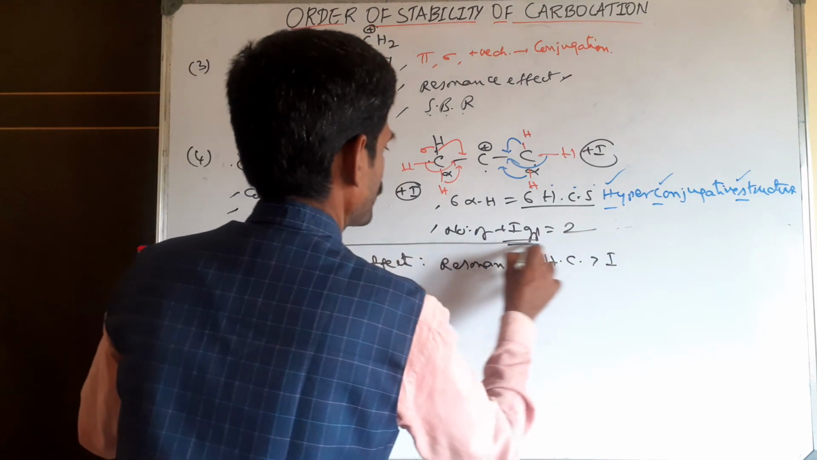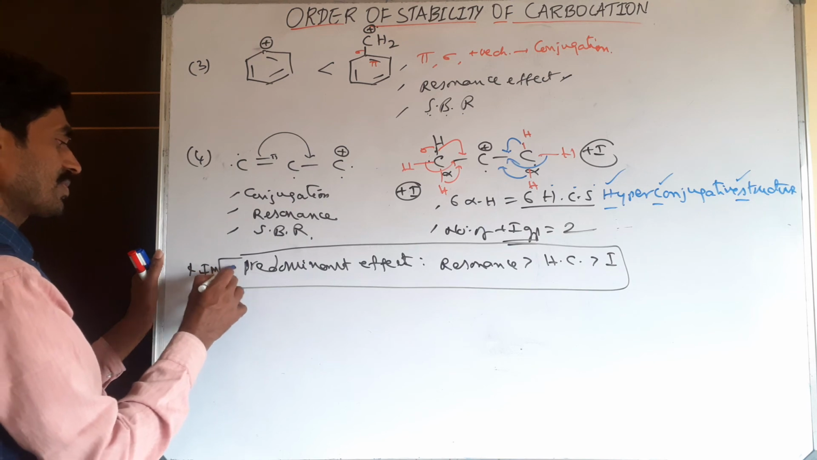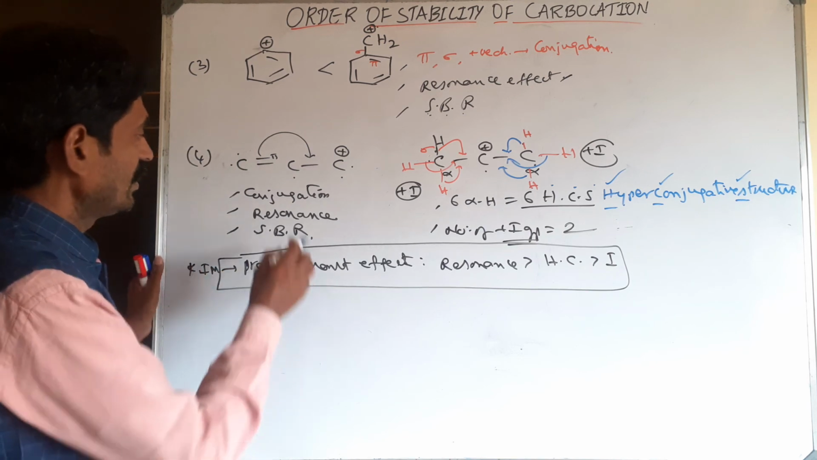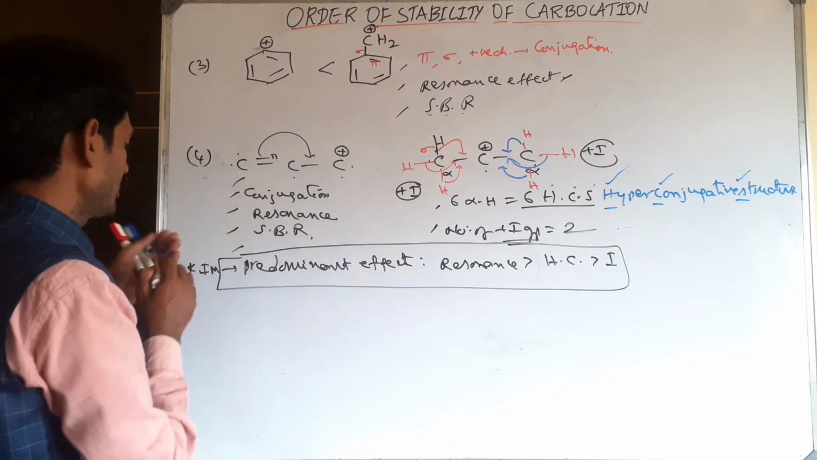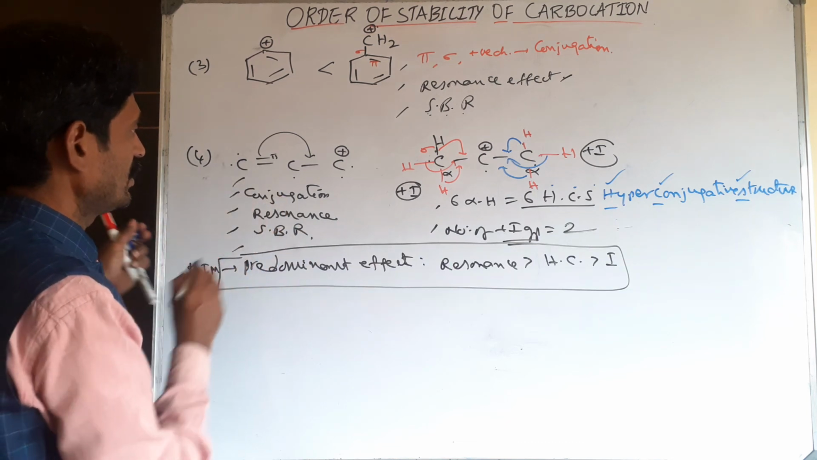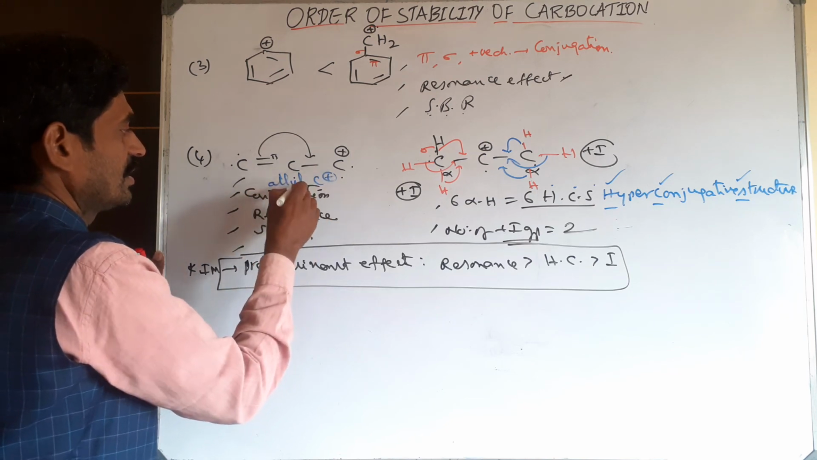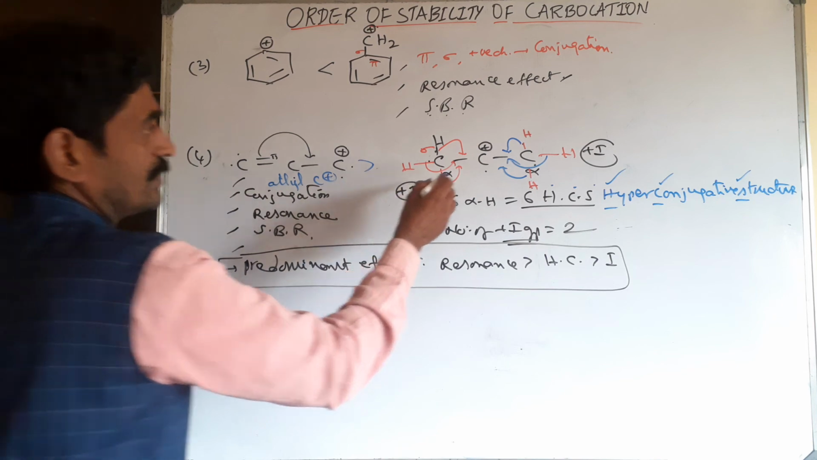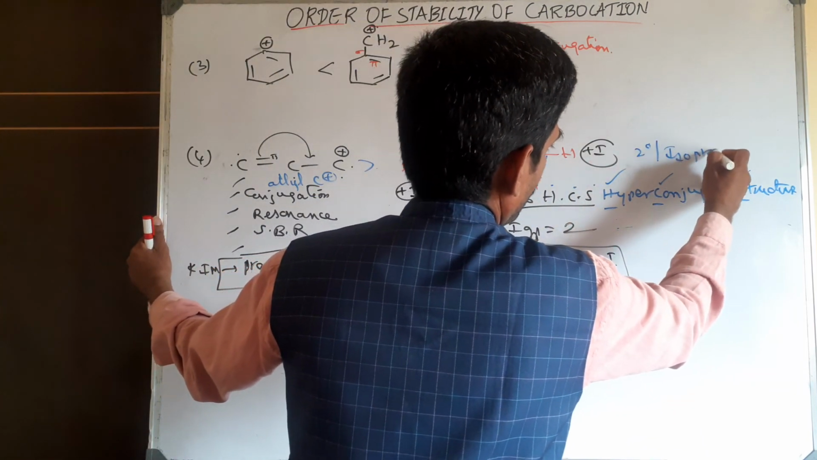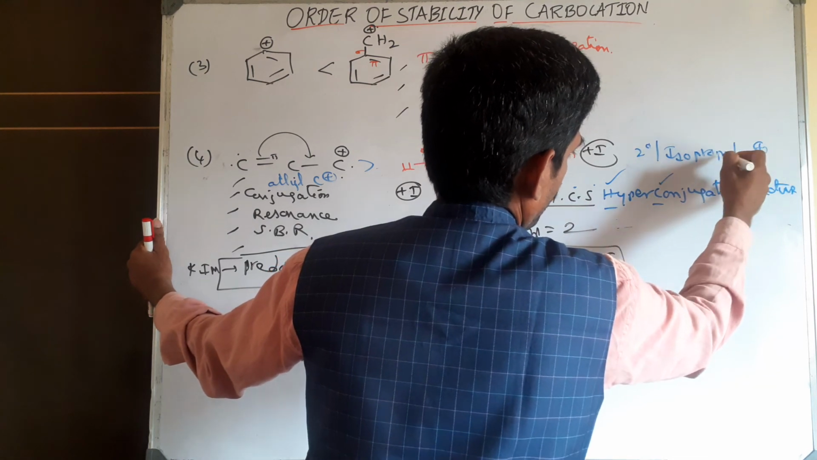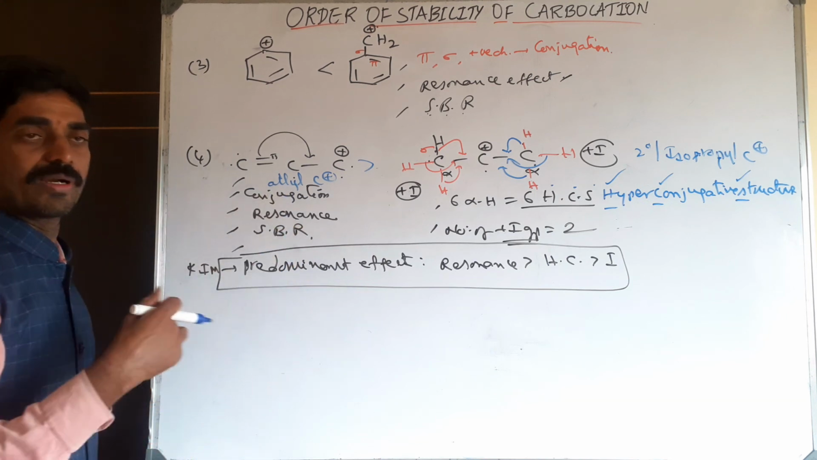This point you have to keep in your mind, my dear students. This is key. So that's why this is an allyl carbocation. It is more stable than the secondary or isopropyl carbocation. Isopropyl carbocation is less stable than allyl. That means allyl has greater stability, right?